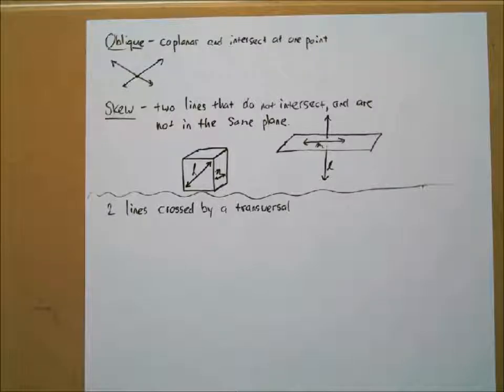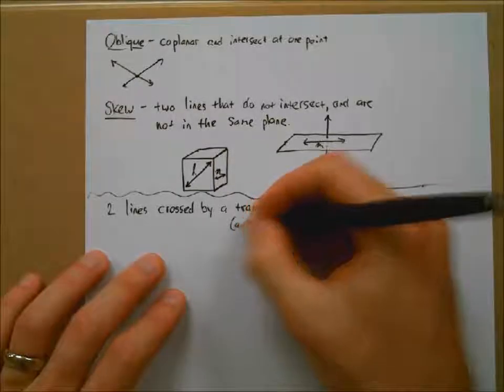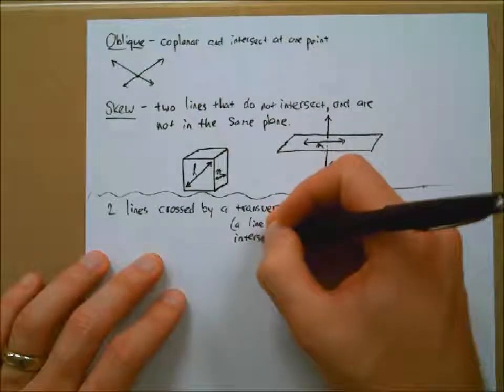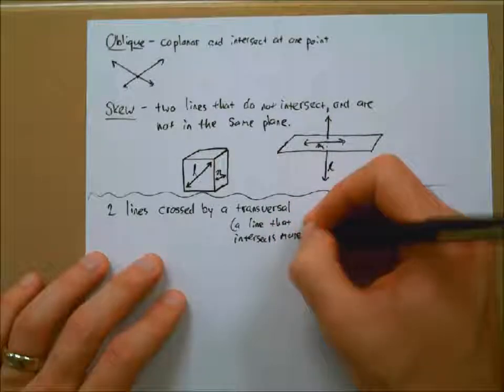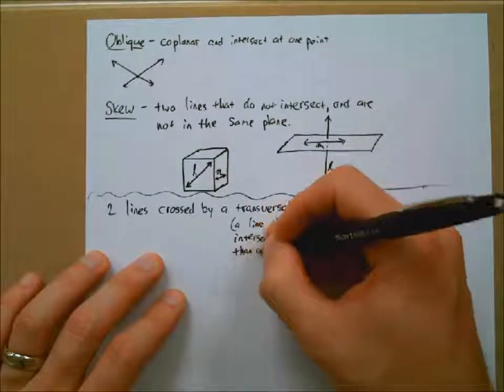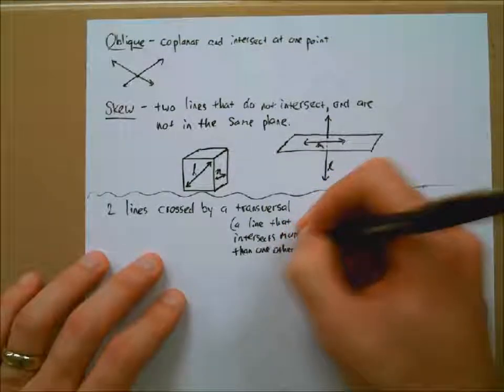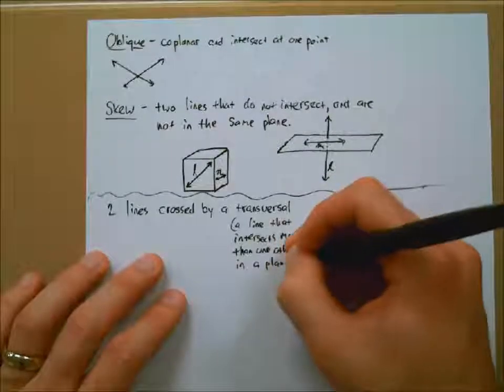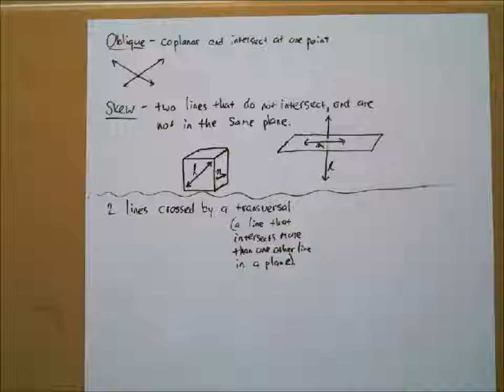Okay, a transversal. So transverse, traverse. A transversal is merely a line that intersects more than one other line in a plane. Okay? So maybe a better way to say that is a line that intersects two or more. A line that intersects more than one other line in a plane, so two or more, in other words.